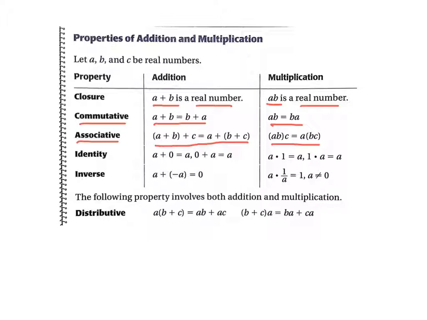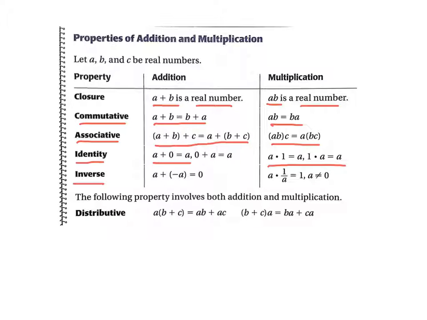The identity property of addition means you're adding 0, because if you add 0, the number keeps the same identity. If you notice it started with A, you add 0, you still have A. That's why it's called an identity property. It keeps its identity. The multiplicative identity is multiplying by 1, because if you multiply something by 1, you get the same thing. A times 1, A. 5 times 1, 5.